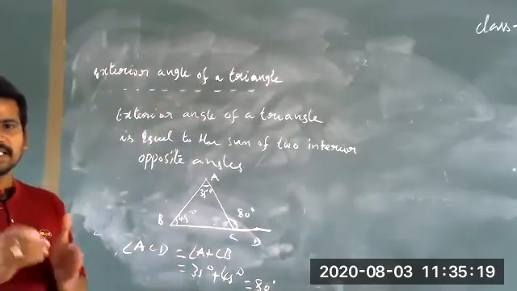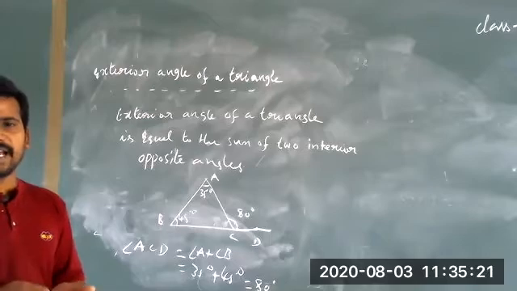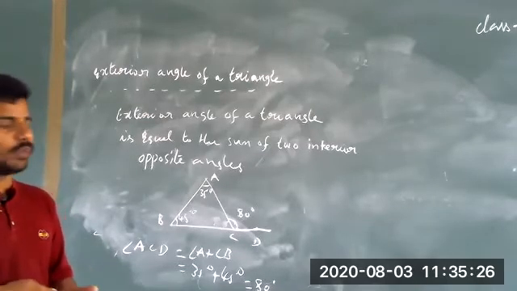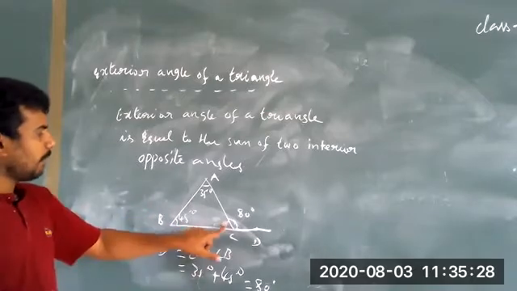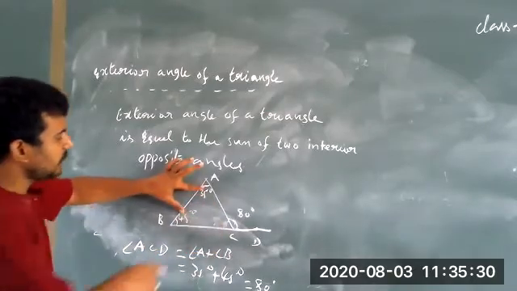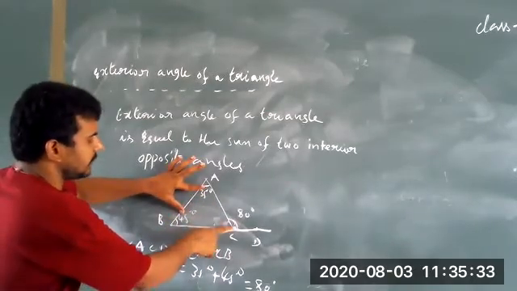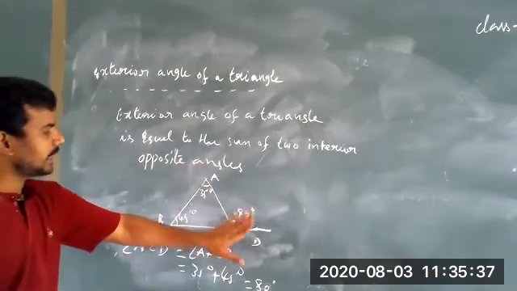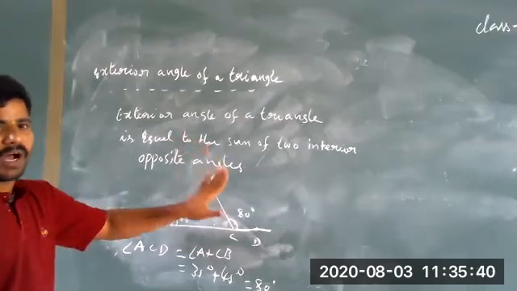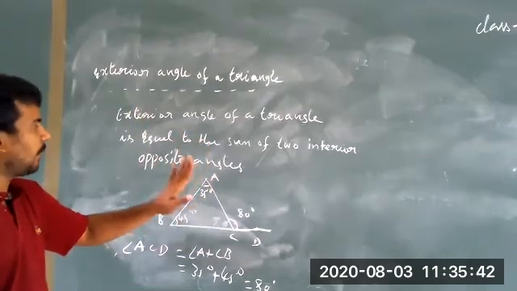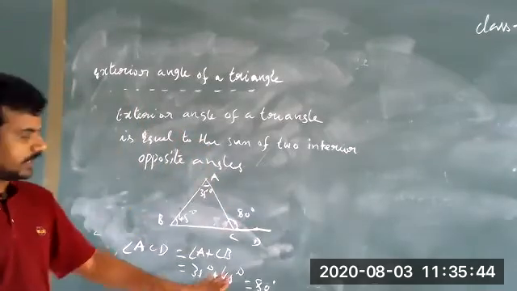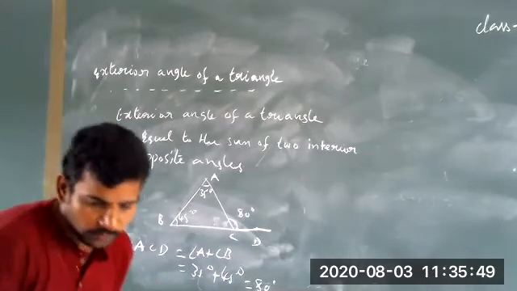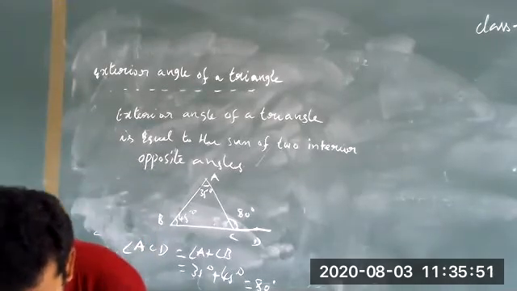Once again, the exterior angle of a triangle is equal to the sum of two interior opposite angles. These are the opposite of these two angles. That means the exterior angle equals the sum of two interior opposite angles. So this is the exterior angle property. Clear, children? Now exercise 4.